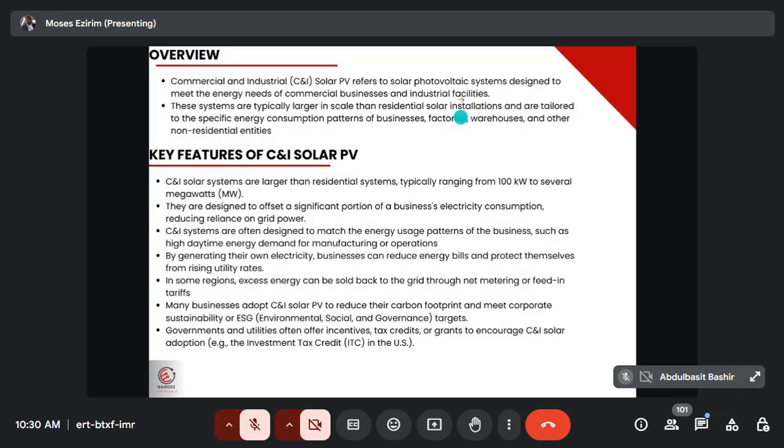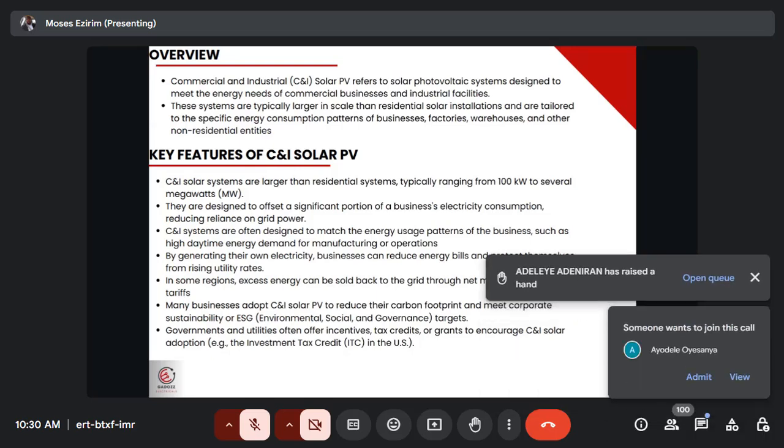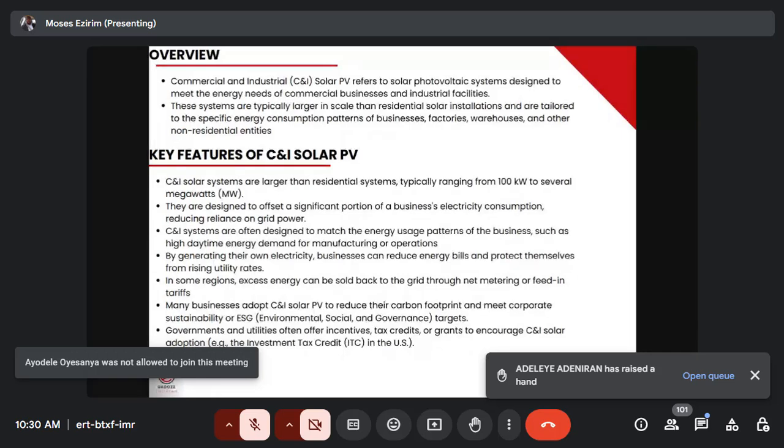So now these systems are typically larger in scale than residential. For residential, you can do 50 kilowatts. You can do 20 kilowatt for residential. You can do 40 kilowatt for residential. But when the capacity becomes 100, becomes 200, 500 upward, then it has become C&I. In fact, C&I also have a capacity range, all right? They have a capacity range.